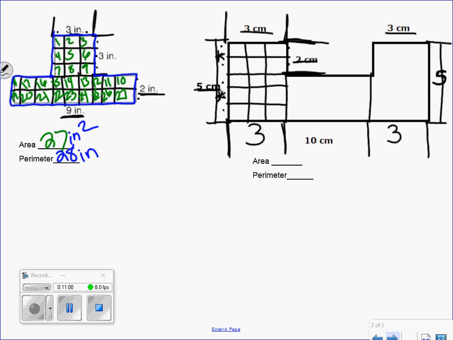So now I'm going to come over here to my next rectangle, and I'm going to do the same thing. I have 3 rows or 3 columns, sorry. I'm going to double check. 1, 2, 3. Good. And I know, because opposite sides are equal, that I am going to have 5 here. And I also know that this was going to be 2 centimeters because the opposite side is 2 centimeters.